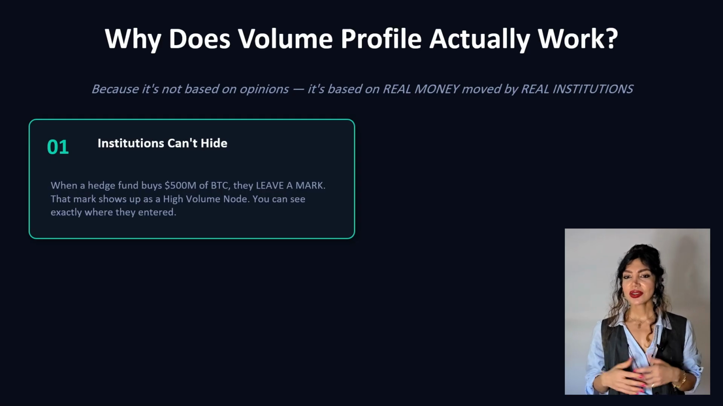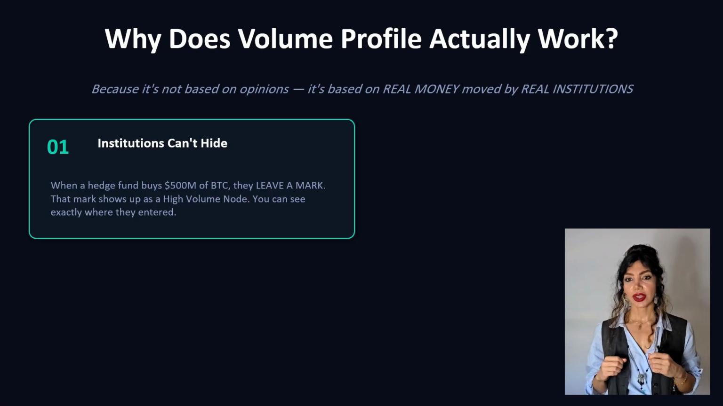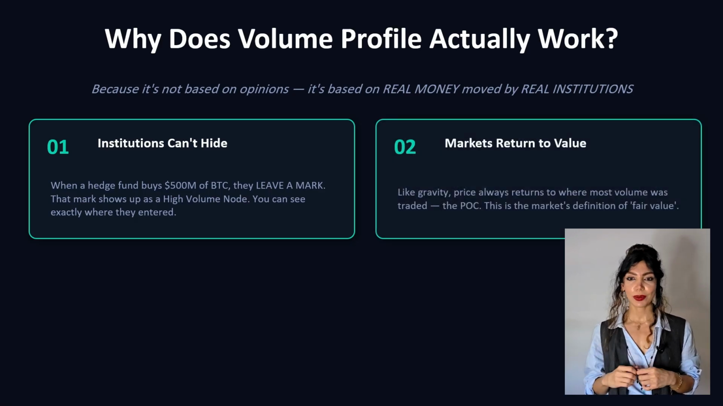Reason number 1, institutions cannot hide. When a hedge fund decides to buy 500 million worth of Bitcoin, they cannot do it in just one click. They need to spread that order across thousands of trades, across hours or even days. And when they do that, they leave a mark, a massive high volume node at their entry price. You can literally see on your chart where they stepped in. Volume profile makes the invisible visible.